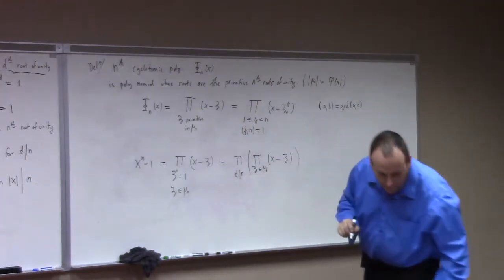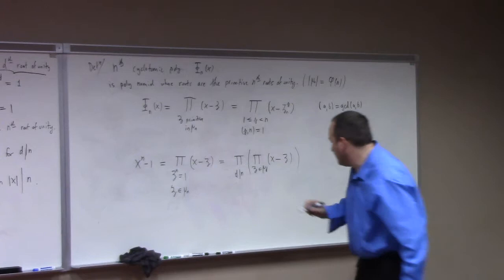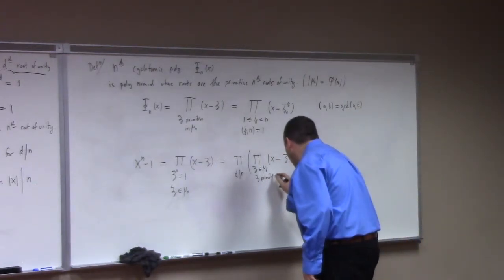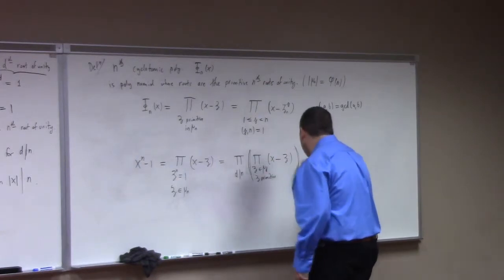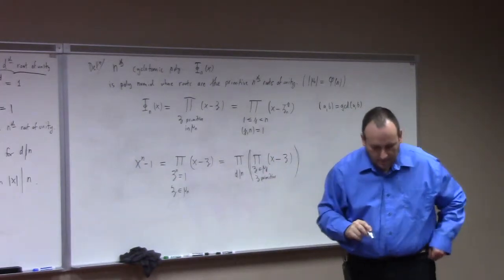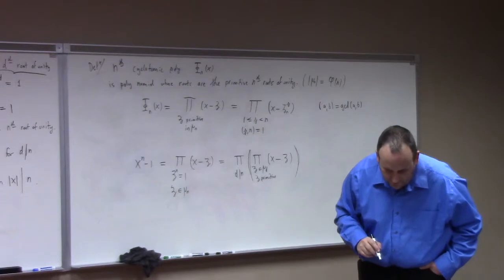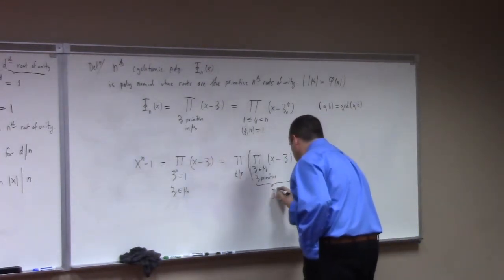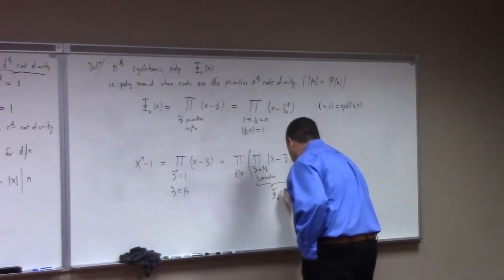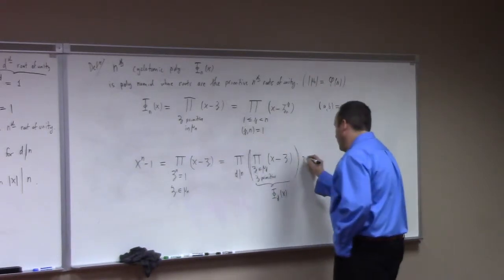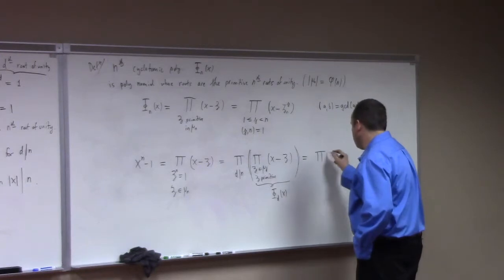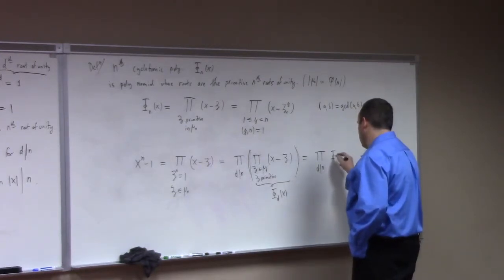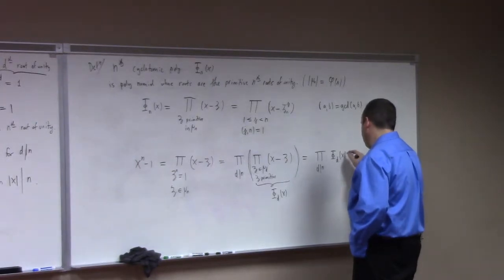zeta primitive. And what are we looking at here? This, by definition, is the cyclotomic polynomial of order d of x. So what you've got is x to the n minus 1 equals the product over the divisors d of n of phi d of x.